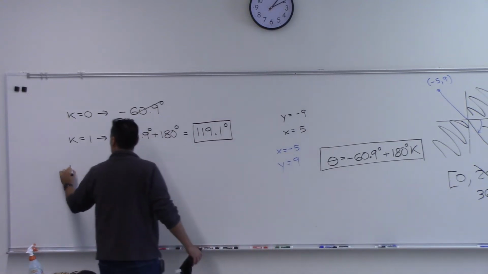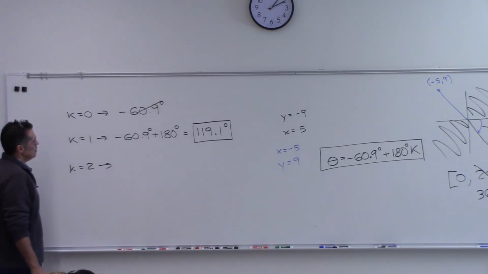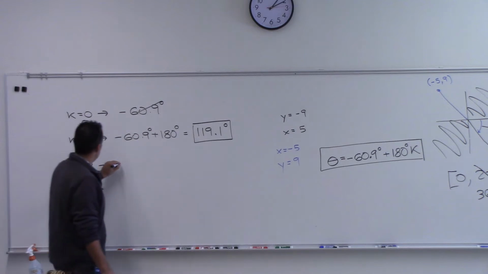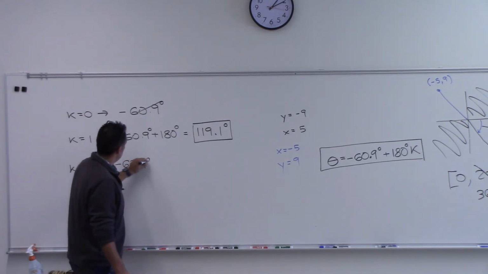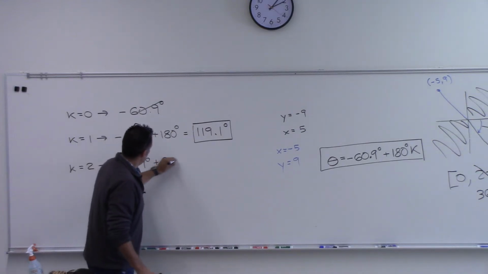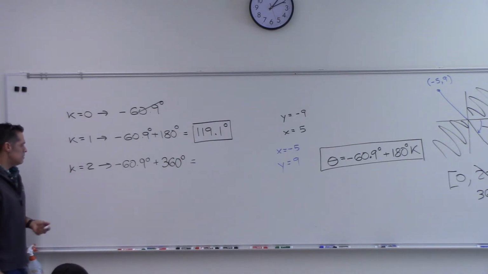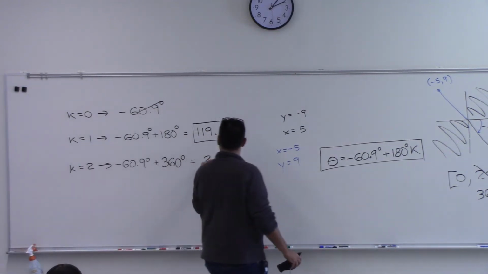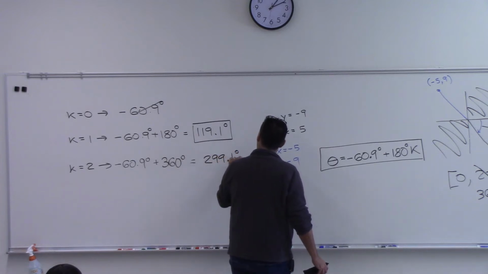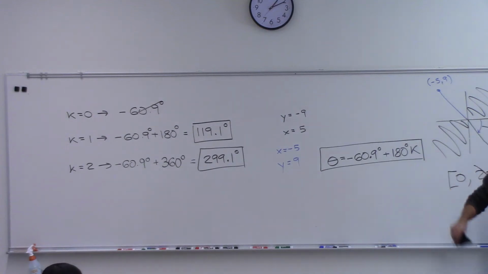Okay, now let's let k be 2. If k is 2, is that going to work? Yes, it will. So what will it be? -60.9 degrees plus 180 times 2, which is 360 degrees. What does that come out to be? Someone with the calculator, just verify. 299.1. That's within 0 to 360. And now if you do the next one, it doesn't work, right? And so that's it. We've got them all. There are only 2 answers.